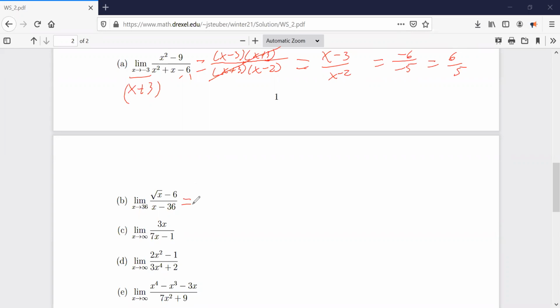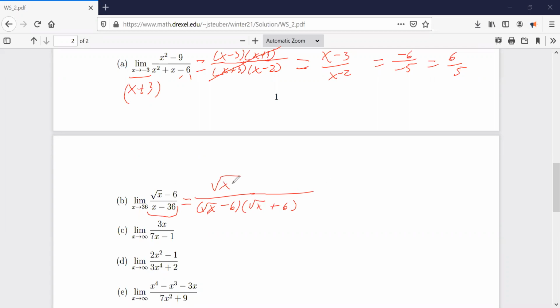So this guy right here is also a difference of two squares problem, when I factor on the bottom. So first things first, if you plug in 36, you'll get 0 over 0, undefined. So then the next thing we'll do is try to factor the top and bottom, but it turns out we can just factor the bottom as the square root of x minus 6 and the square root of x plus 6.